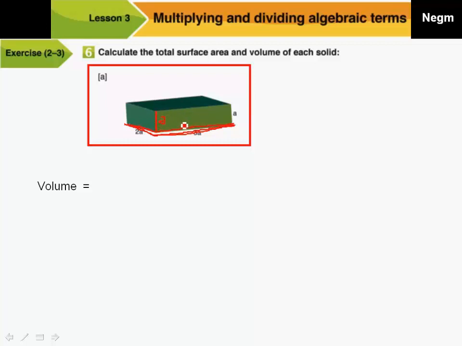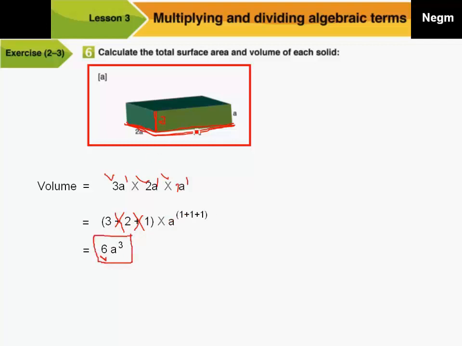To get the volume of this shape, you have to multiply these three lengths: 3a times 2a times a. Take the numbers together. This will be 3 times 2 times 1. What is 1? 1, because this is a, it means 1a. Times a to power 1 plus 1 plus 1. This will be equal 3 times 2 times 1 is equal 6, a to power 3. And this is the volume of this shape.